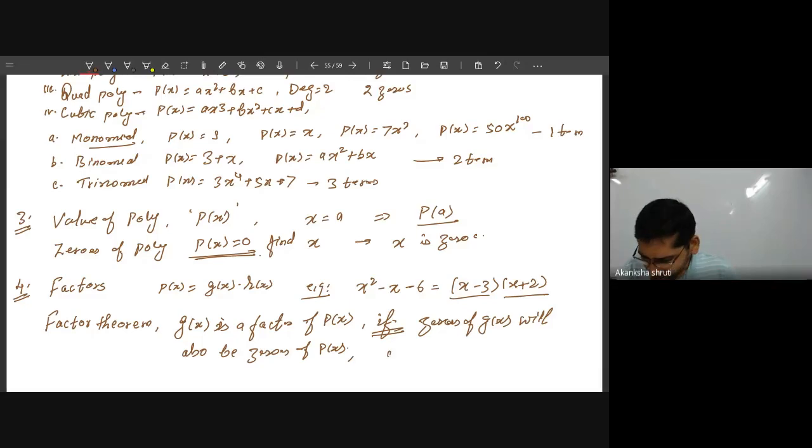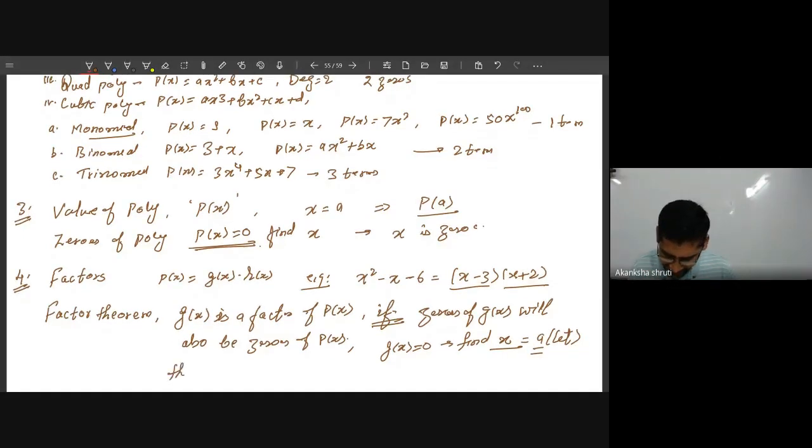You have to first equate this g(x) to 0, then you have to find x. Let this x be a, means the value of x that we have calculated is a. Then if you substitute this a in p(x), it becomes 0, then only this g(x) will be the factor. This we have also done.